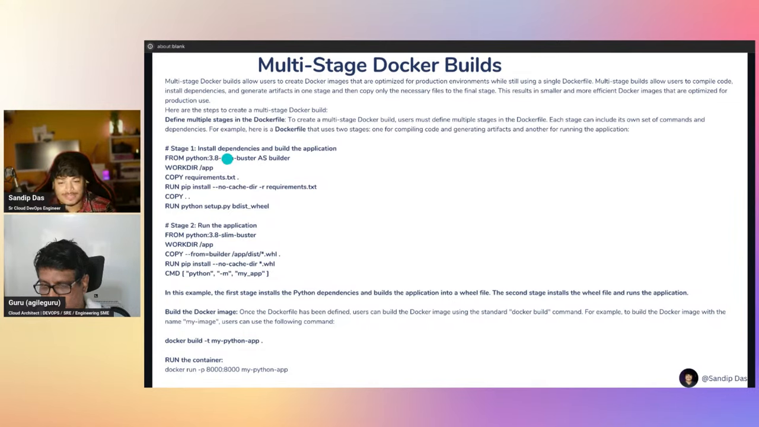For example, a Python example, where first I'm using the base image as a builder. You're creating a builder stage, then you are doing all the installation of the modules and everything. Then to run the application, we create another FROM python slim-buster, which is a very minimal image. There you take the final build that you generated in the first build stage, we just copy the final one in WHL format, and run the application from that. This way, the image will be much smaller and will run more efficiently.